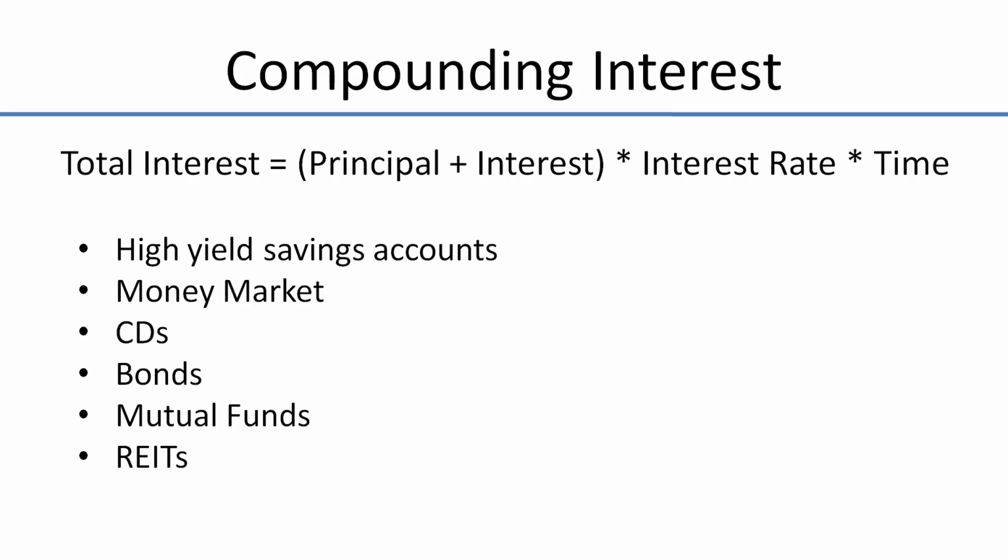So high yield savings accounts, money markets, CDs, bonds, mutual funds, REITs. But the way these work is that when we do that amortization table, instead of taking that interest rate times our time piece, or that division piece, so this could be a division sign as well instead of a multiplication sign, we would take that 12.5% and divide it by 12 to get the monthly interest rate. Now, instead of multiplying by just the principal, we compound the interest on top of that principal.